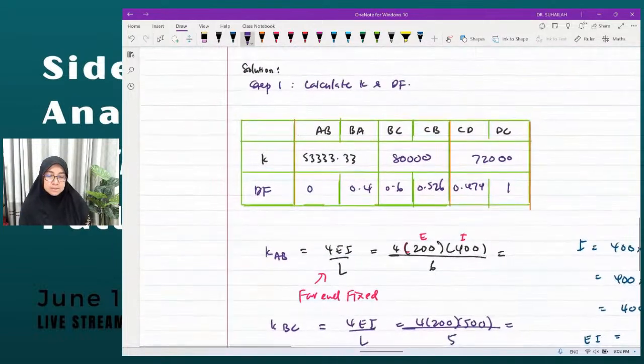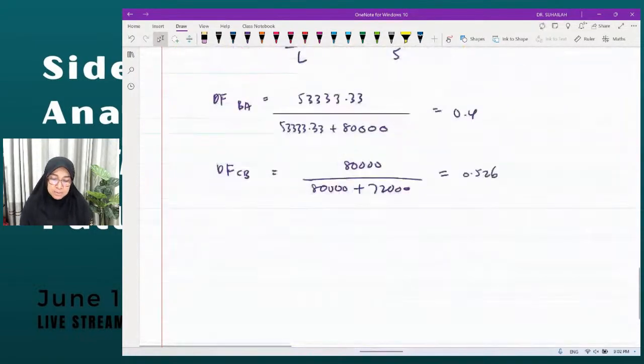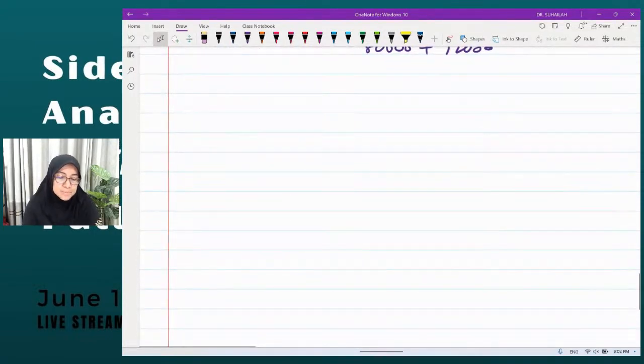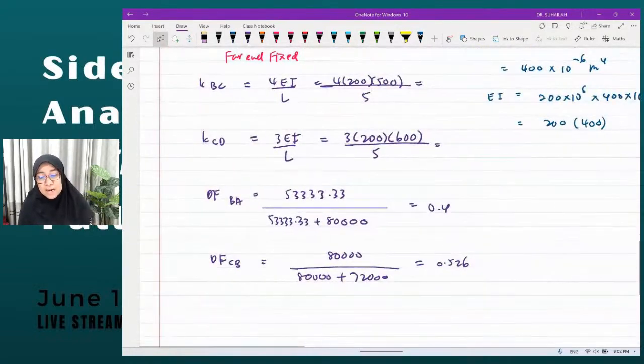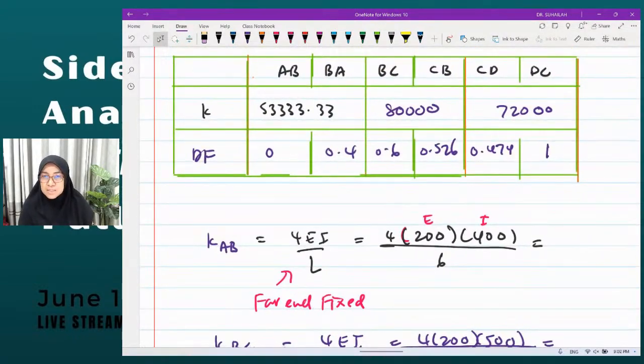Okay, so this is step 1. In step 1, we calculate K and the distribution factor. This is just for calculation, so the value is inside the table. We have 0 for AB because A is fixed. BA and BC total 0.4 plus 0.6, which is 1, representing the total DF. DF at a joint totals 1. 0.526 and 0.474 total is 1, and for the DC pin support it is 1.